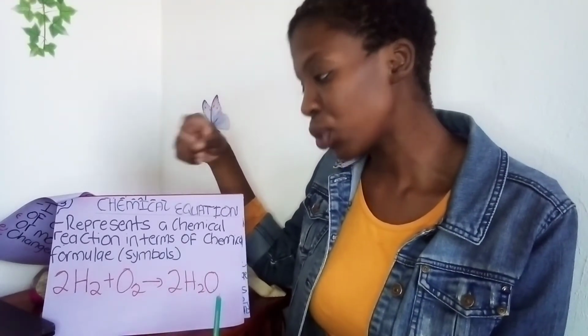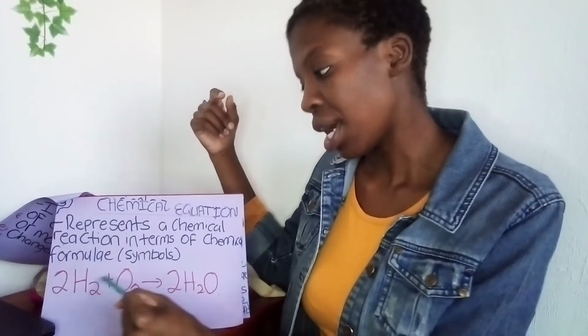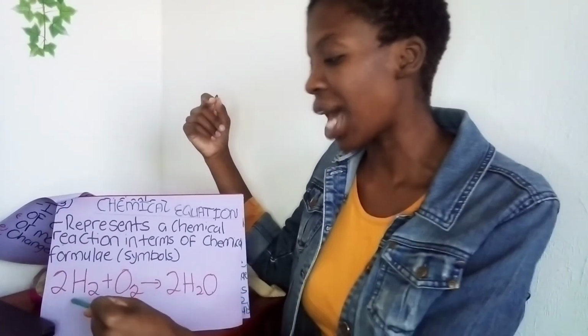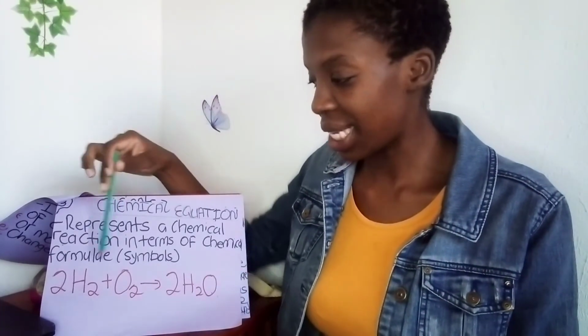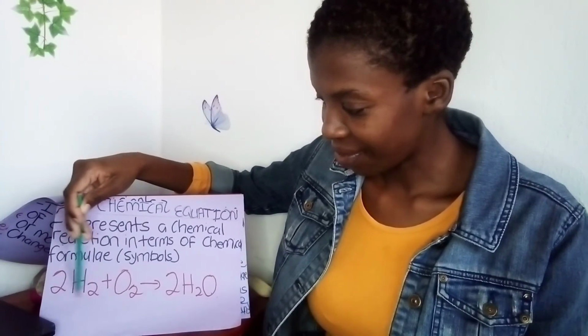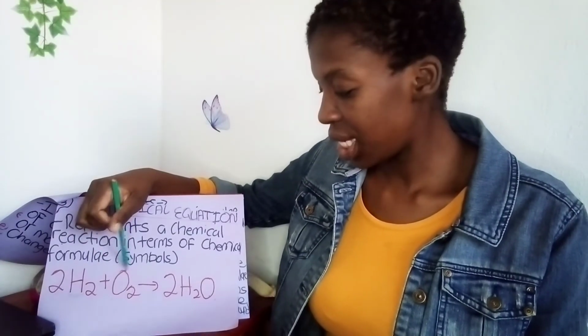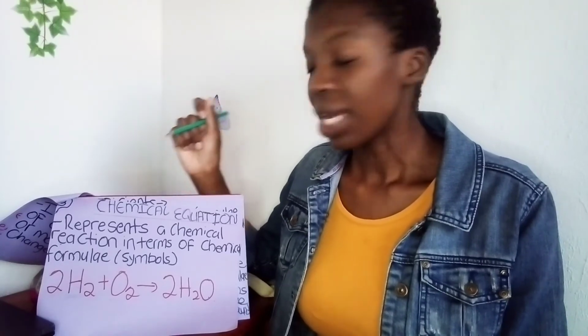For example, using our first example from the word equation, hydrogen plus oxygen giving us water. The symbol for hydrogen is H, so we write H for hydrogen, O for oxygen, and the product is water, which is H2O.